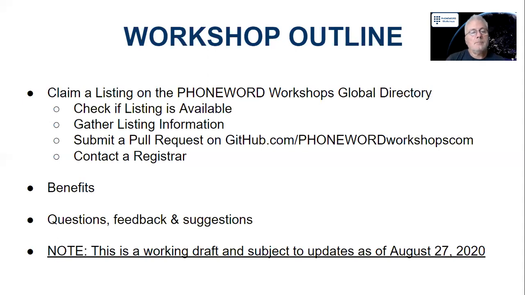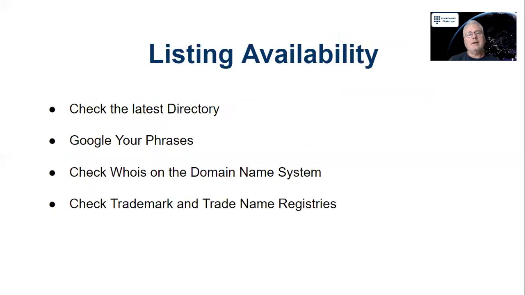So we'll have an ability to do some questions at the end, but please keep in mind that the presentation you're seeing right now is a working draft, and it's subject to change as we develop and continue to refine the services associated with the directory. So checking the listing availability, first of all, is to check the latest version of the directory. And the latest version of the directory right now is on our GitHub page, which we'll reference in a bit. The other is to Google your phrases.